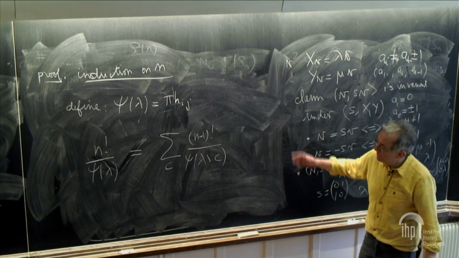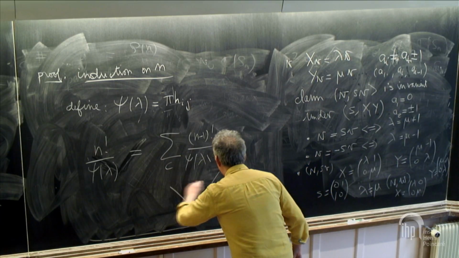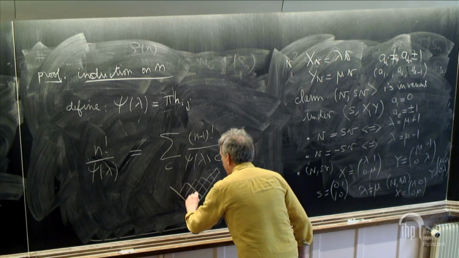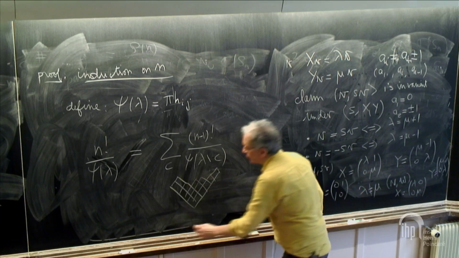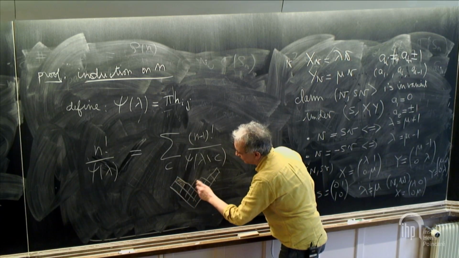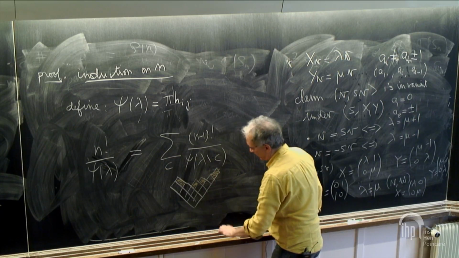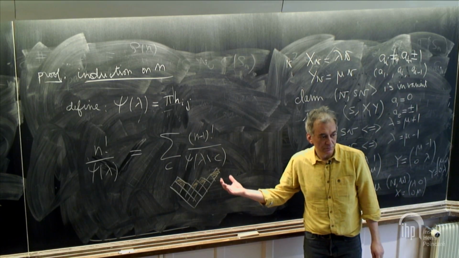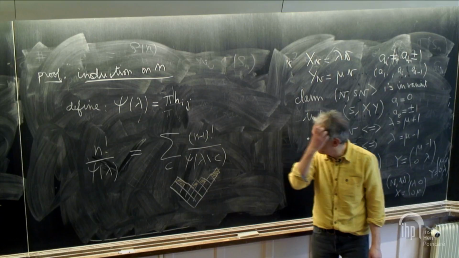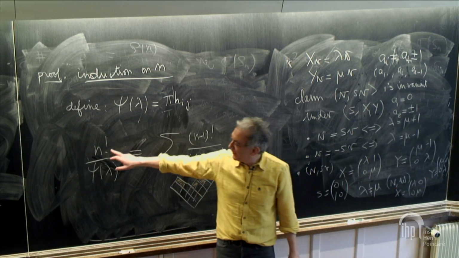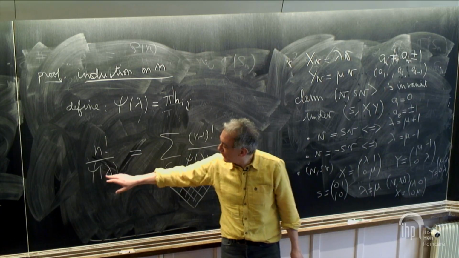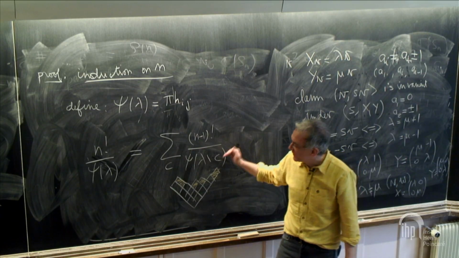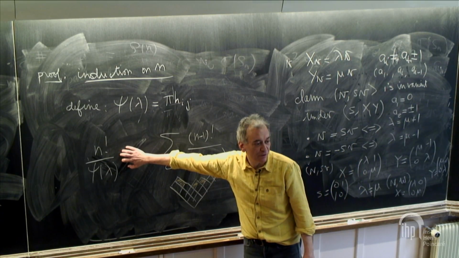So what I claim is the following. So if you look at your partition, okay, there are some corners. We have been looking at these corners for some time now. I'm going to explain what this formula is. So I claim, n factorial over psi of lambda, I want to check this formula. And first I explain the formula, and then I explain why I want to check it. Okay? So this is supposed to be the number of standard tableaux.